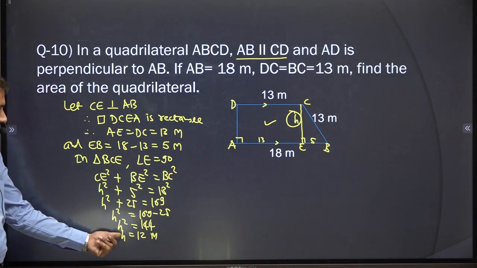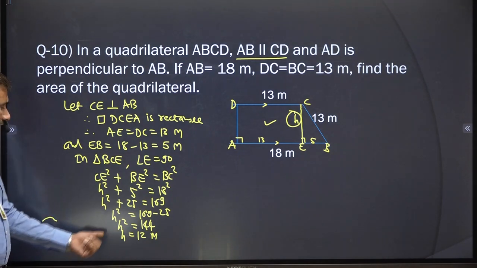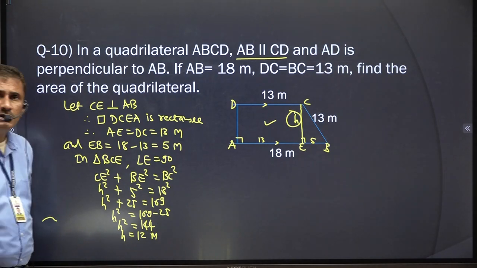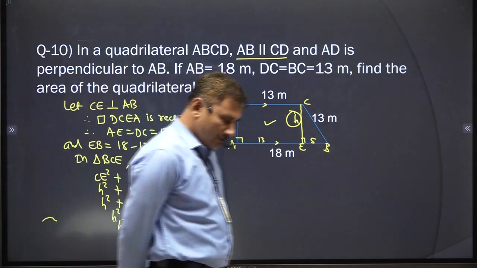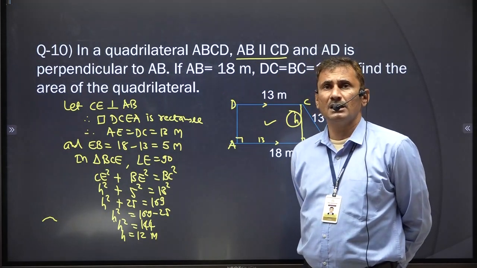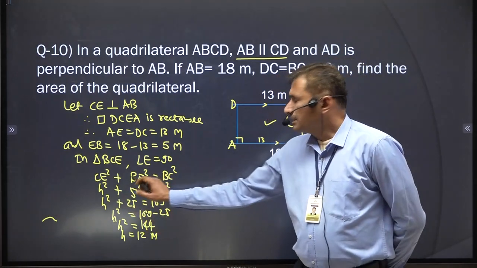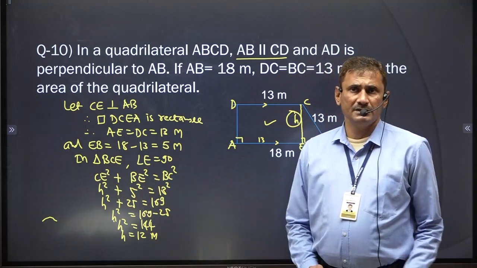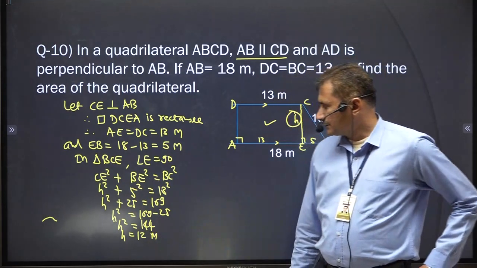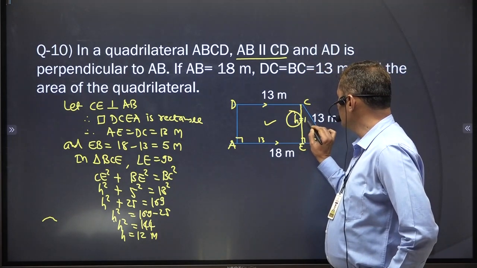Okay, after getting h square, I have to take the square root at last. Why? Because you found h square, not h. At the end of the Pythagoras theorem step, you have to take the square root. Why? Because you are getting the square of a line segment, not the line itself. So at last we took the square root, and we got h equal to 12.